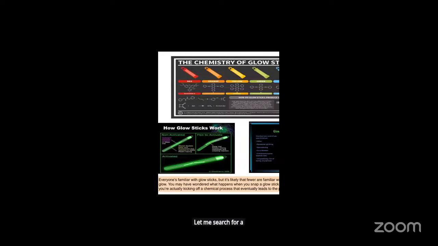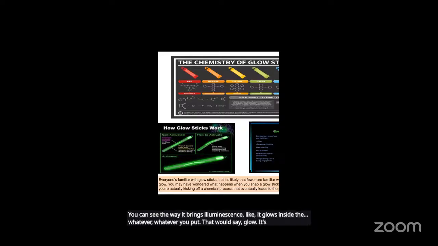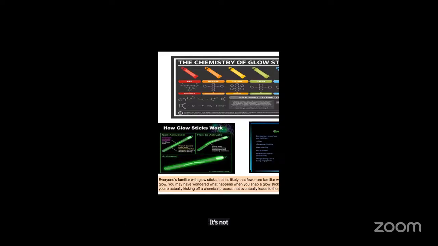It glows. Banga emits light, but a glow stick is like a liquid. It's in the form of a liquid you mix together. We're talking of hydrogen peroxide, which is not powder, it's not solid. So it's different from banga. Glow stick is not banga. You can see the way it brings luminescence, like it glows inside whatever you put. It's not like a light. It's not like a spark. It's a glow.